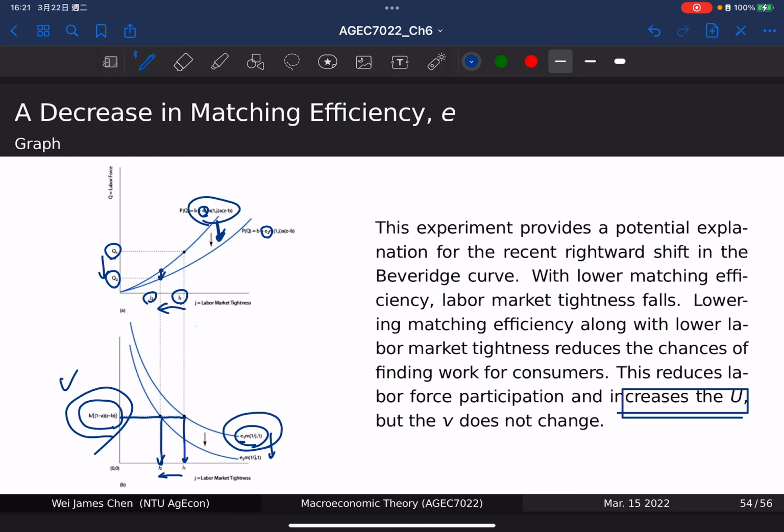But here, if we change the whole efficiency level, then the whole line is shifted. Okay, so in this way, if we decrease the matching efficiency, we can actually create a scenario where the U is increased, the unemployment is increased, but the vacancy doesn't really change. So there are still that many job offers, but somehow not that many people find a job. So the unemployment is higher.